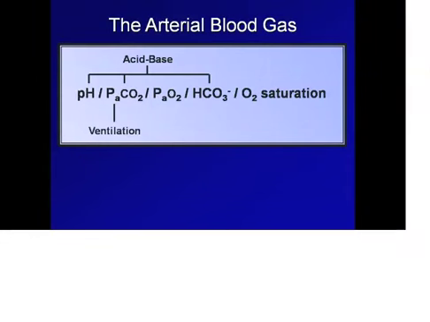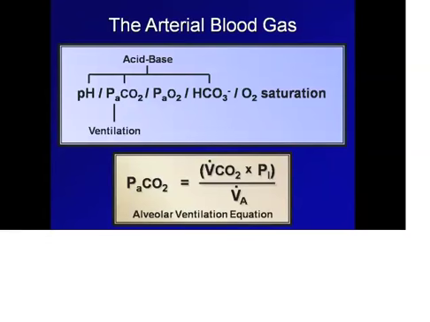Next, the PaCO2 alone tells us about the status of the patient's ventilation. It does this through the alveolar ventilation equation, which states that the partial pressure of CO2 in arterial blood is equal to the product of the rate of systemic CO2 production and pressure of inspired air divided by alveolar ventilation. Therefore, if the PaCO2 can be measured, the systemic CO2 production is usually assumed based on the situation, and pressure of inspired air is also known, then alveolar ventilation can be calculated.